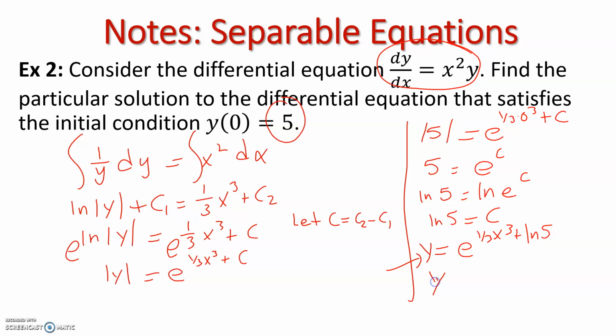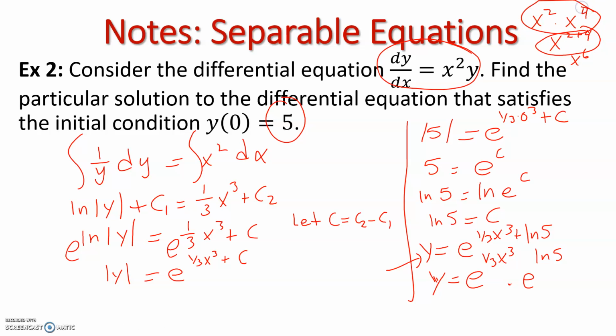Note that when you have a base e and you have a sum as the power, it can be rewritten as a product. And so we have e to the 1/3 x cubed times e to the ln of 5. And that's for the same reason that if you had, say, x squared times x to the 4th, you would say that's x to the 2 plus 4 or x to the 6th. That's the same idea here. So if we have this sum of powers, we can separate it as a product. So then, what is e to the ln 5? It's 5. So this is 5e to the 1/3 x cubed. And that's our final answer here.